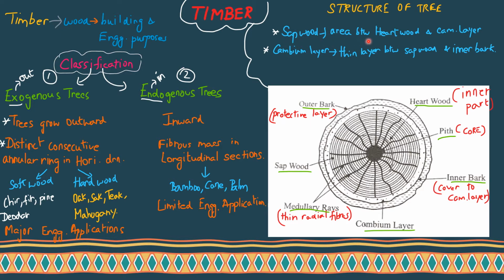Sapwood is nothing but the area between the heartwood and the cambium layer. This is the sapwood area between the heartwood. This is the heartwood. From here till this is the sapwood. And the cambium layer is a thin layer between the sapwood and the inner bark. There is a white layer. That layer is your thin layer called the cambium layer.